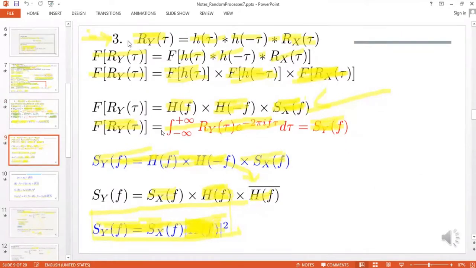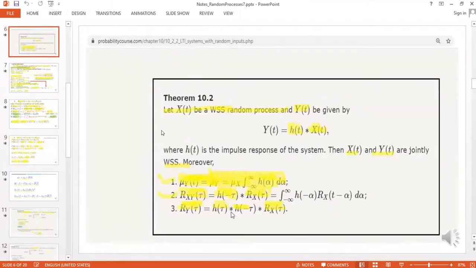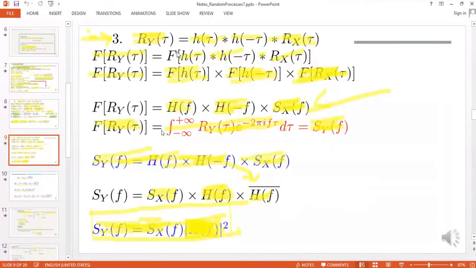The third result of the theorem is this one. Here we have the autocorrelation function of the output y. The autocorrelation function of the output y is equal to h of tau convolution h of minus tau convolution Rx of tau. This is the third result of the theorem, and we will use it now.